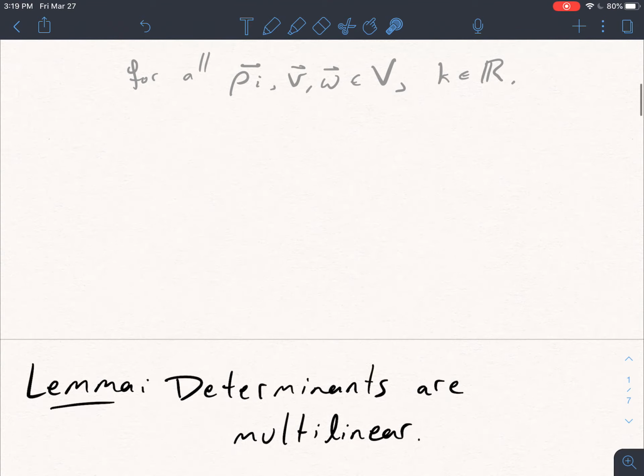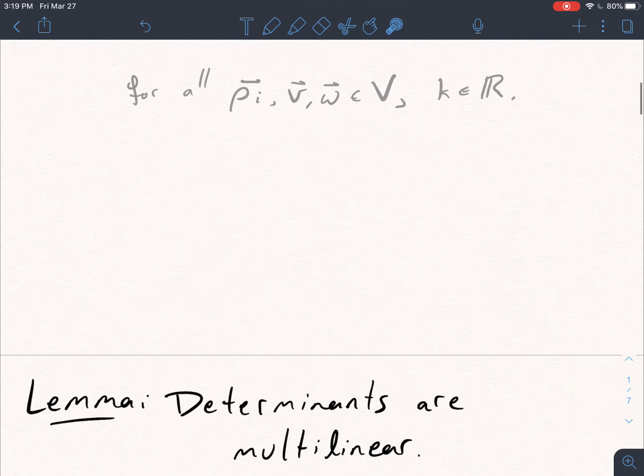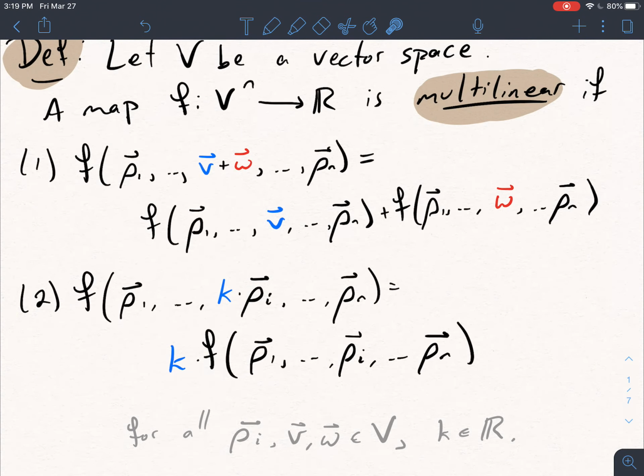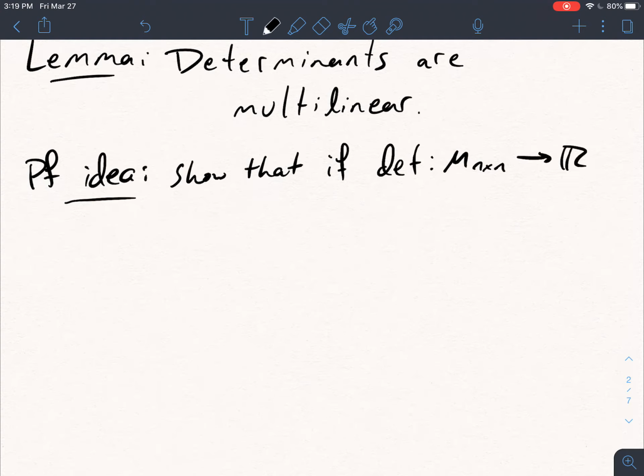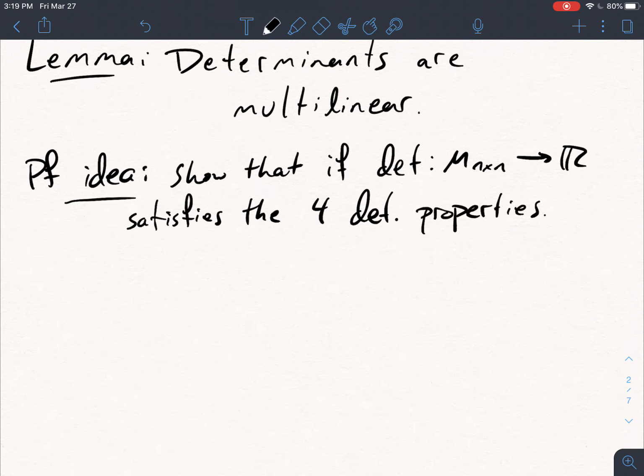The main example you want to have in your mind for this is determinants. Determinants are multilinear functions; they satisfy these two properties. The idea for why this is true is to show that the determinant function from n by n matrices to R, which satisfies the four determinant properties, the properties that were included in the definition of a determinant, satisfies them.